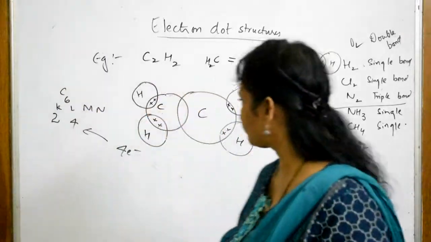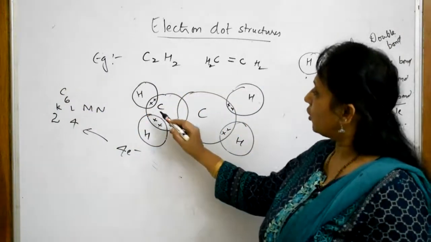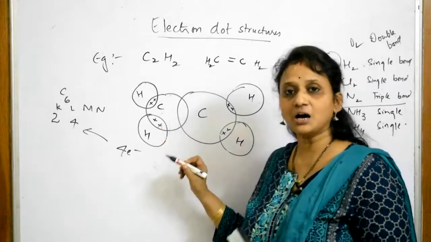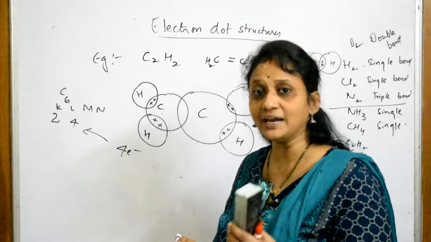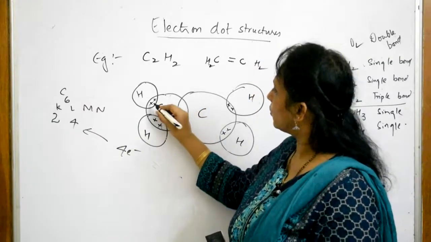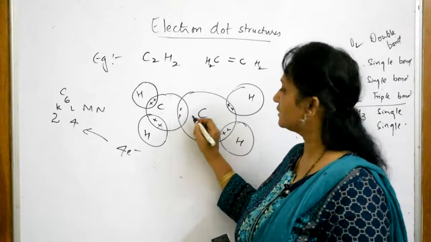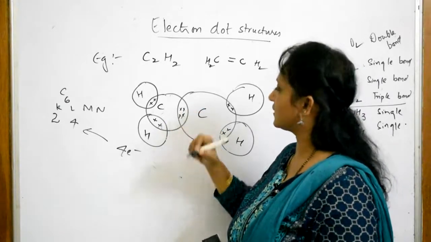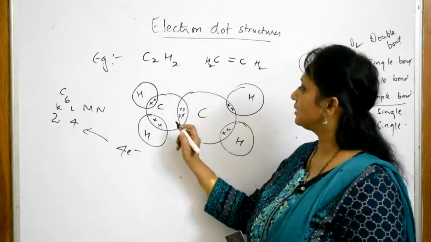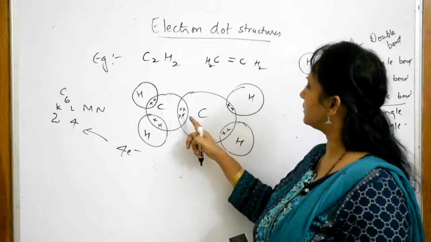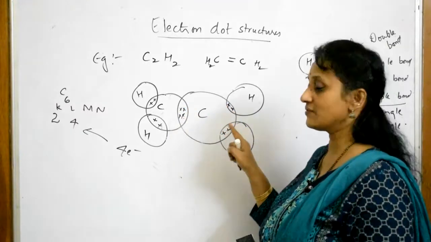Done. Now, important thing. Already 1, 2, 3, 4 are over here, no? Yes. How many more does it require to become stable? 8. So, see here, 1, 2, 3, 4, 5, 6. This shares. This also shares, 7, 8. Now, let us count it. 1, 2, 3, 4, 5, 6, 7, 8. For this carbon, 4, 5, 6, 7, 8.